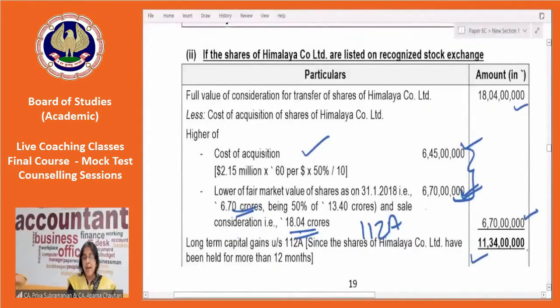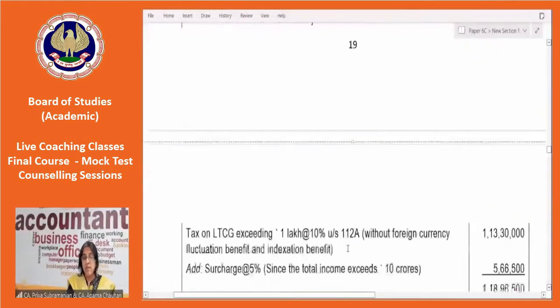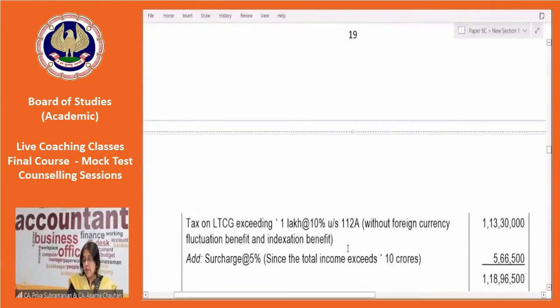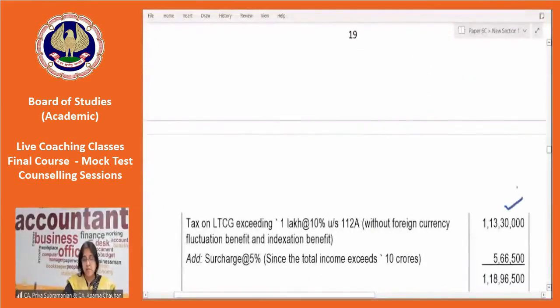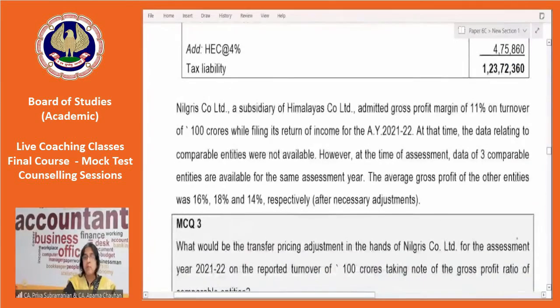And here you will get the 1 lakh benefit. Now only the capital gain above 1 lakh will be taxable. So 1 lakh is reduced, and it will be 11 crore 33 lakh. You will have to subject it to tax at 10%. Then again surcharge at 5% since total income exceeds 10 crore, and cess at 4%. So this is how you get the tax.